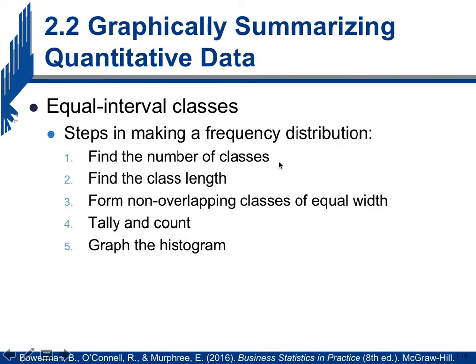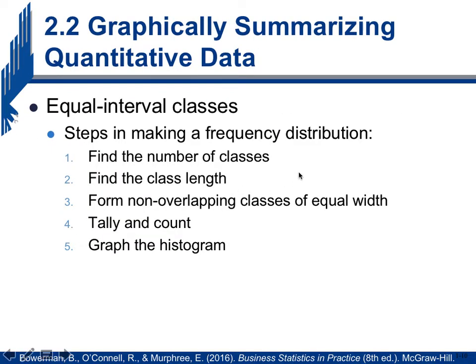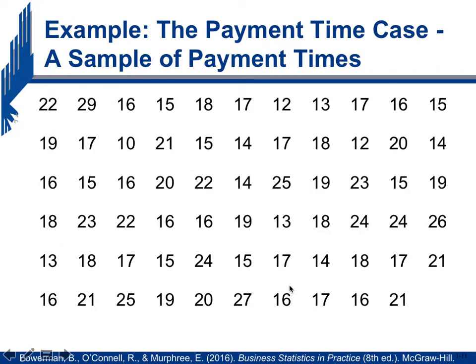So we start first by finding the number of classes or the number of intervals in your frequency distribution. Next is to find the length of the class, how long each interval will be. Next, we start forming the classes, the lower and the upper limits for each interval. We get the frequencies and then we present it visually. So in this example, we have 65 payment times in terms of days. So 22 here means that one element is 22 days. One element paid after 22 days, another one paid after 19 days, and so on.